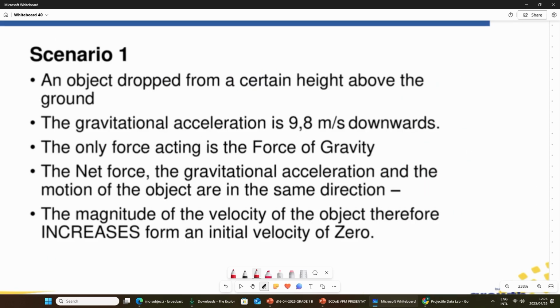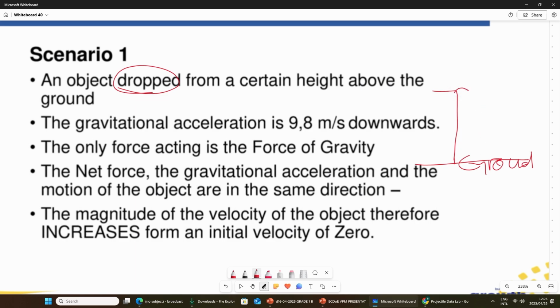Okay, learners, now let's go to scenario number 1. On scenario number 1, an object is being dropped. So if the object is being dropped, it is dropped from a certain height. There is no way you can drop a ball that is already on the ground. So that means if the ball is dropped, this ball is from a certain height, then it goes down.